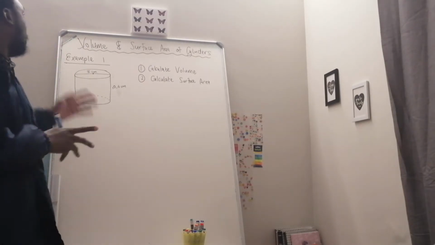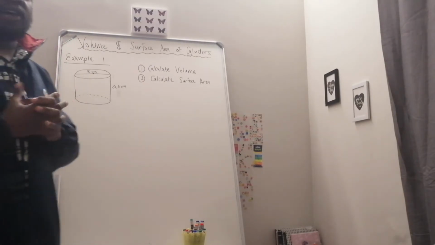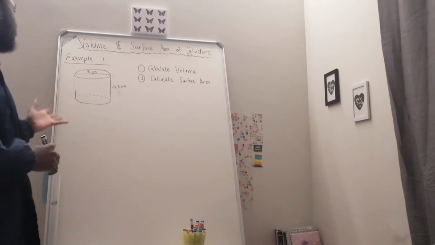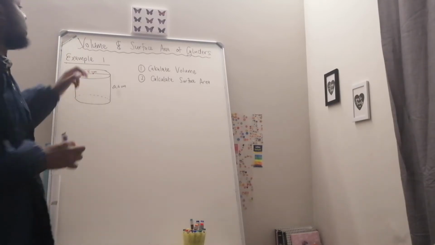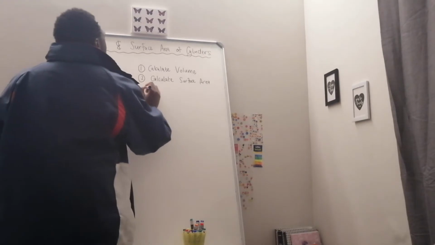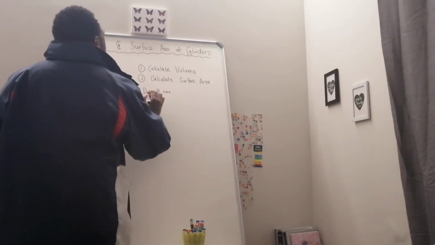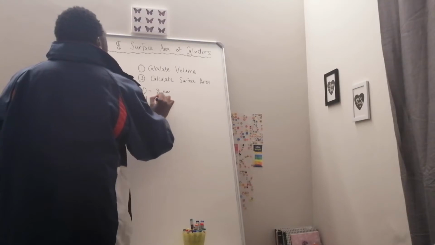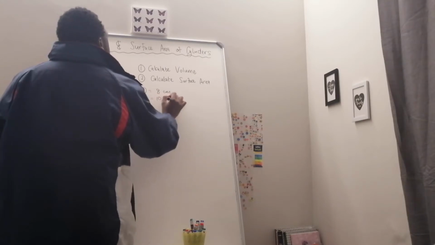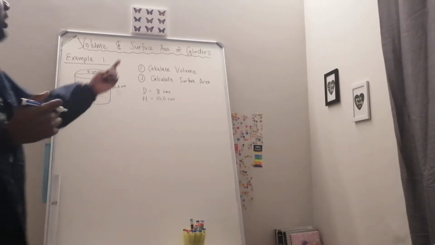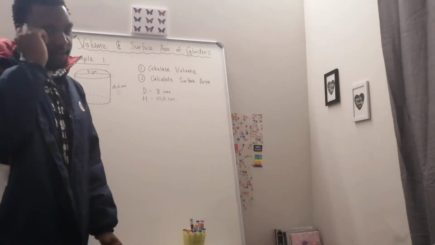So, we're doing an example on how to calculate the volume of a cylinder. We're given a cylinder here. It has a diameter of 8 centimeters and a height of 10.6 centimeters, right? We're asked to calculate the volume and surface area of it.